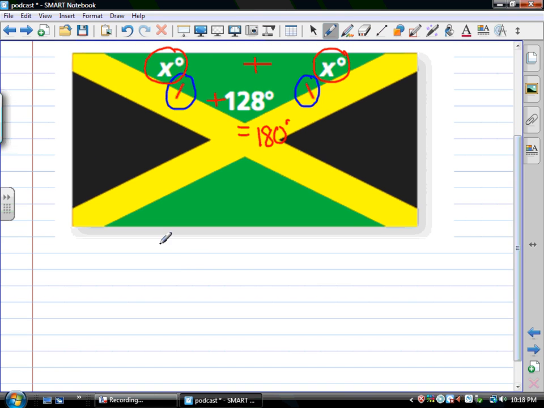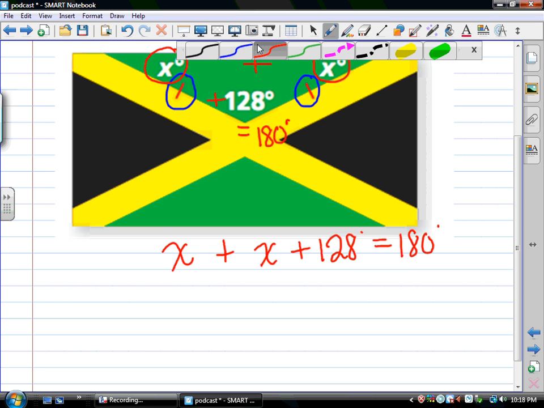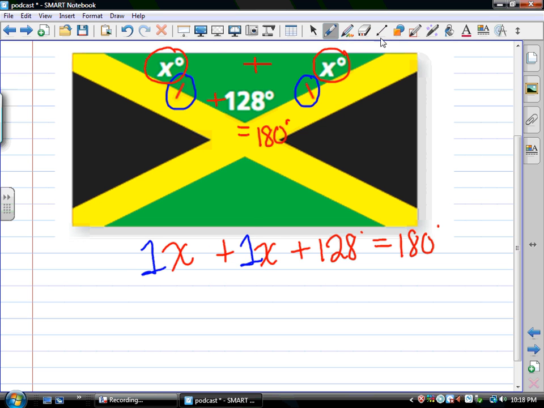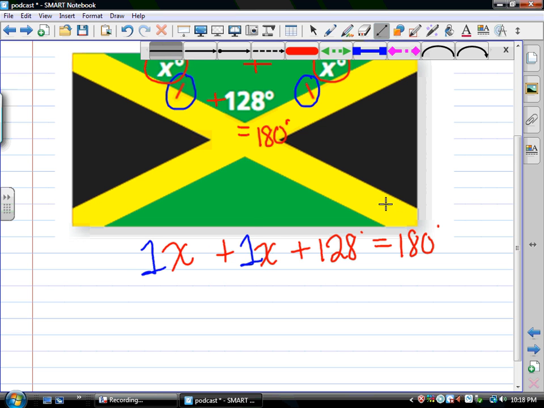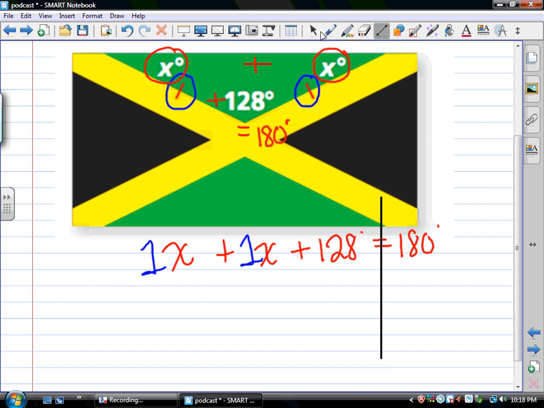So let's write our equation. X plus X plus 128 degrees equals 180 degrees. Don't forget you have a coefficient of 1 in front of both x's. Now I'm going to do hearts and stars. You got it. Combine like terms.